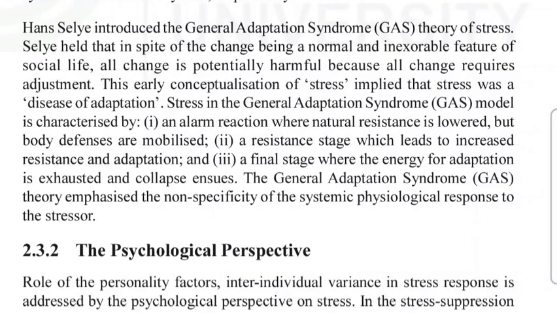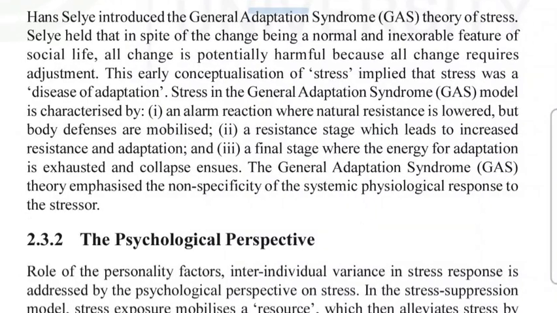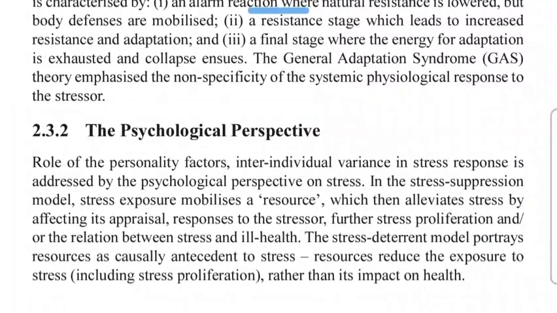Stress in the general adaptation syndrome, GAS model, is characterized by: 1. Alarm reaction, where natural resistance is lowered, but body defenses are mobilized. 2. Resistance stage, which leads to increased resistance and adaptation. 3. Exhaustion stage, where the energy for adaptation is exhausted and collapse ensues. The general adaptation syndrome, GAS theory, emphasized the non-specificity of the systemic physiological response to stressors.